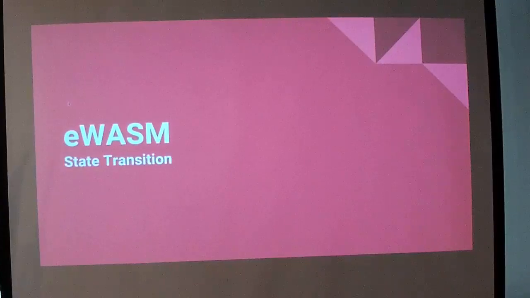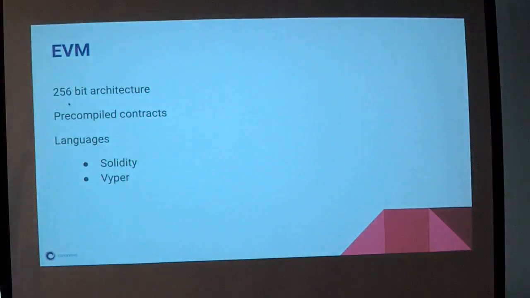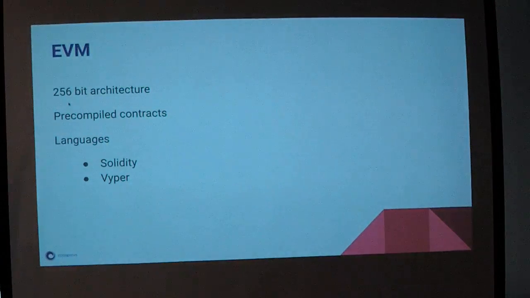The big one everyone's heard of, I'm sure, is the EVM. So currently we've got the EVM. And if you want some really interesting presentation on that, there was one a couple of weeks ago by Chris around how the whole stack processing works. But basically at the summary level, it's a 256-bit architecture. It's currently primarily two languages that support it, as in Solidity and Viper, which again we did a talk on just recently. But it also requires precompiled contracts, and I'll mention what that means in a second.